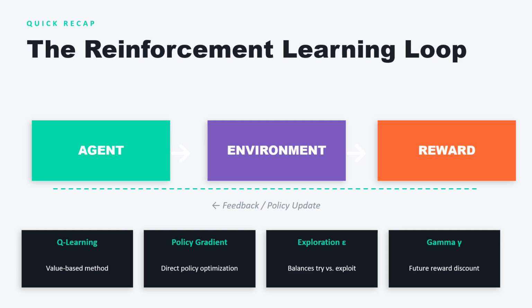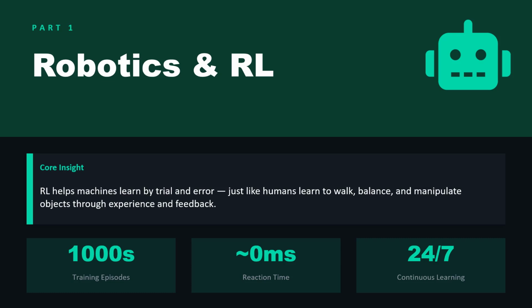Some key ideas: Q learning helps estimate the value of actions. Policy gradients directly improve decision strategies. Exploration means trying new things. Gamma controls how much future rewards matter.